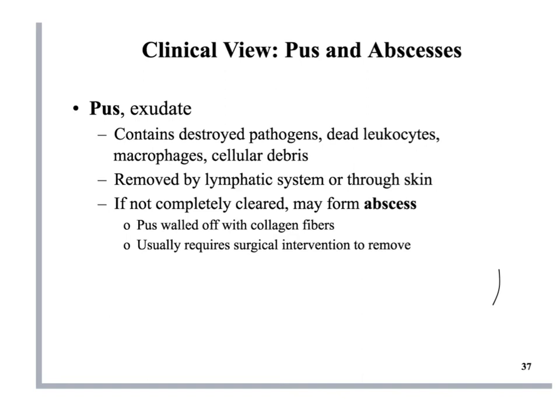If it's not completely cleared, it may form an abscess. So it means the pus is walled off with collagen fibers, and it's kind of stuck in there, and usually requires some type of surgical intervention to remove, or at least to open it, to remove the pus. Because we don't want that stuff to just live there, we want it to go away. If it builds up too fast and it's not walled off, we need to remove it, because then the tissue doesn't repair itself.